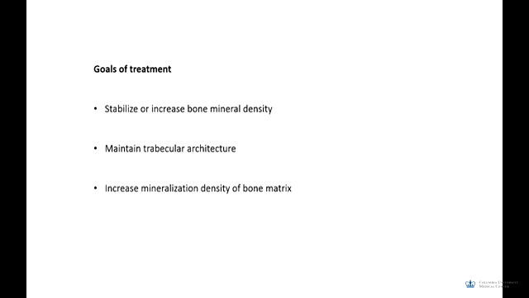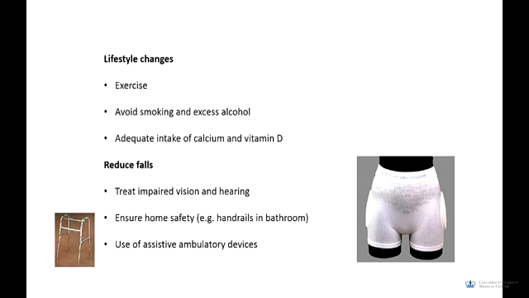So what are the goals of treatment? We want to stabilize bone density. We want to maintain the architecture of the bone. We want to increase the mineralization density. We want stronger bones. That's what we want. So the first thing in any osteoporotic treatment, we're going to go lifestyle changes. So exercise is really helpful for bones.